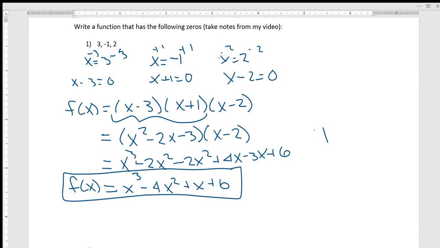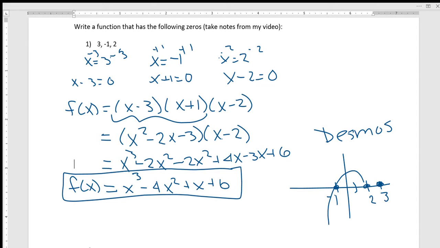If you want to check it, go out to Desmos, type in the function that we just created, and you should see that it has zeros at 3 and 2 and -1. A zero, a zero, a zero, and when you graph, you should see your function do something like that on Desmos. All right, great.